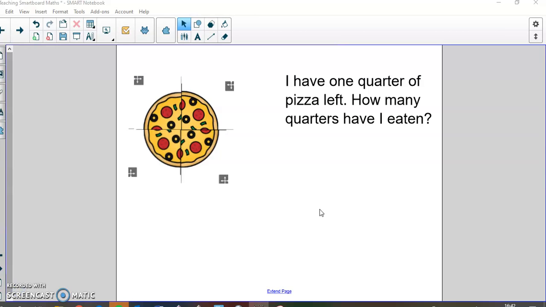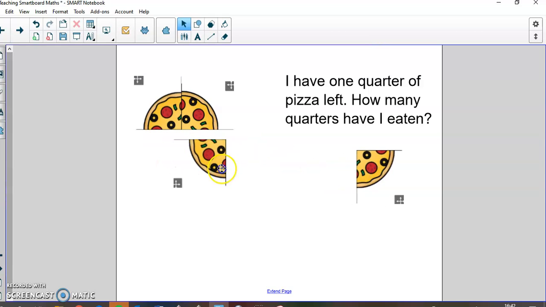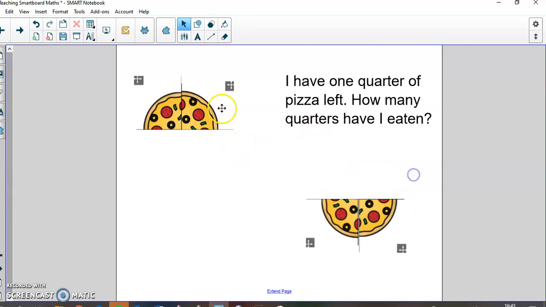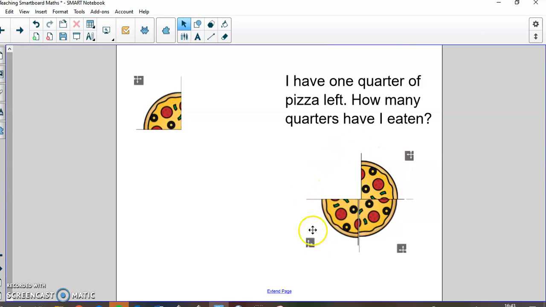Let's have a little look at this problem. This says I have 1/4 of pizza left. How many quarters have I eaten? Let's use the pizza slices to check. So if I eat 1, there are 3 left. If I eat 2, there are 2 left. If I eat 3 slices and I'm very hungry, there is 1 left. There is 1 left. So how many quarters have I eaten? Then it would be 3.